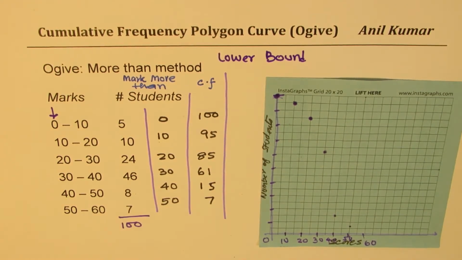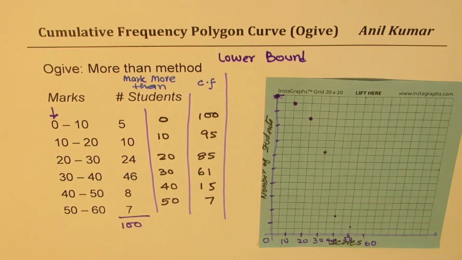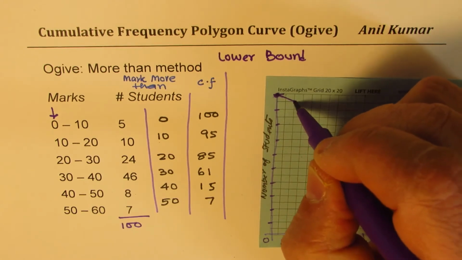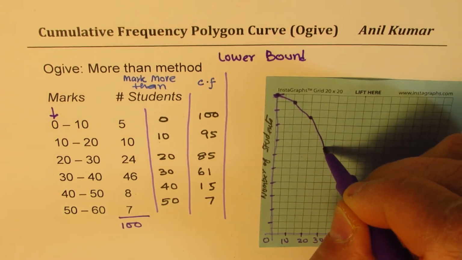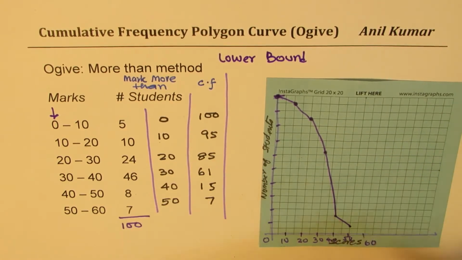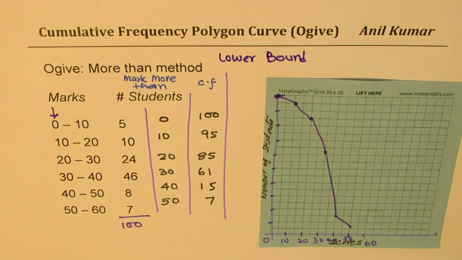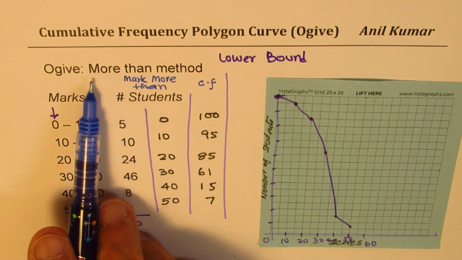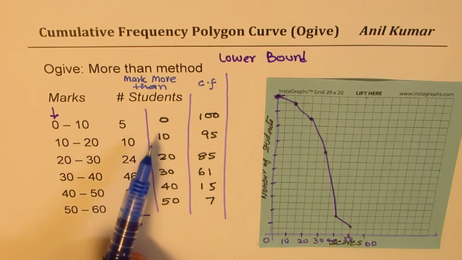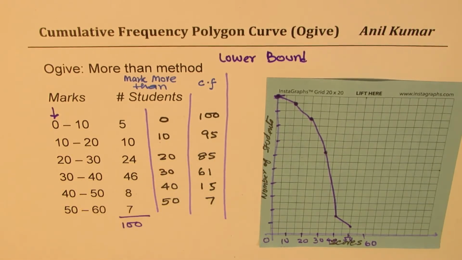So connecting these points, we get the Ogive for more than, right? For the same data. So you see, it comes down, decreasing. So that is how you're going to sketch it. I hope both the processes are absolutely clear. Whenever you are sketching more than information, you have to take the lower bound and create your marks more than and the frequency for that, and sketch the curve as we have shown here.